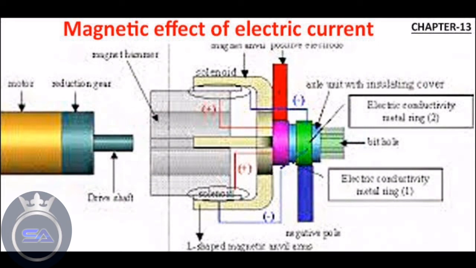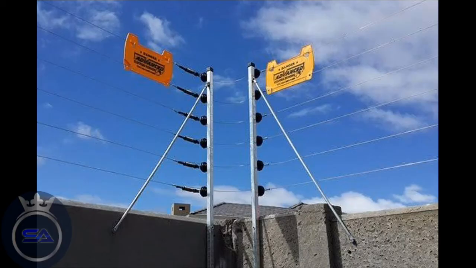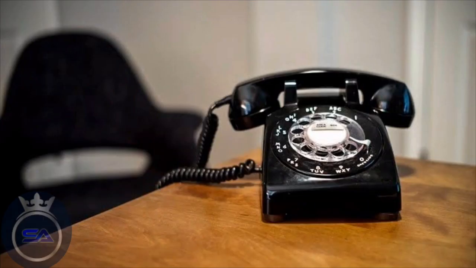This property of electricity is used to make powerful magnets that are called electromagnets. Instruments such as ammeters, galvanometers, and voltmeters use this property of electricity for working. The magnetic effect of electric current is also used in appliances such as electric fans, telephones, etc.